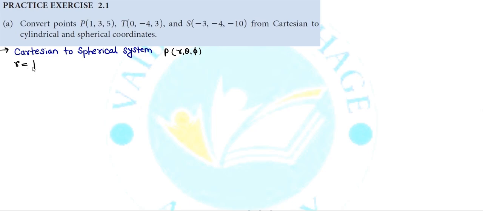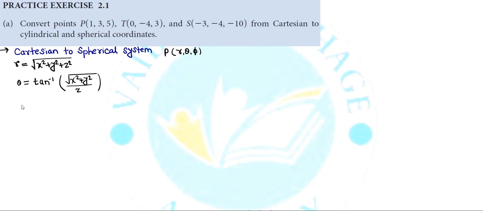So R is what? R is nothing but the square root of x square plus y square plus z square. So we are going to use this here. Then we have the theta. So what is that theta? Theta is nothing but tan inverse of the square root of x square plus y square, divided by z.